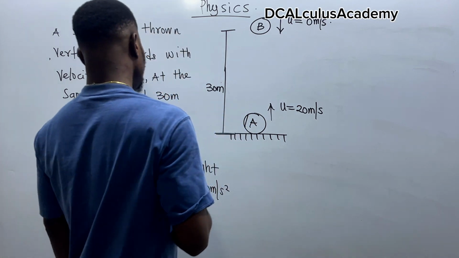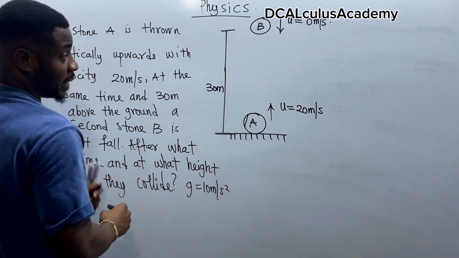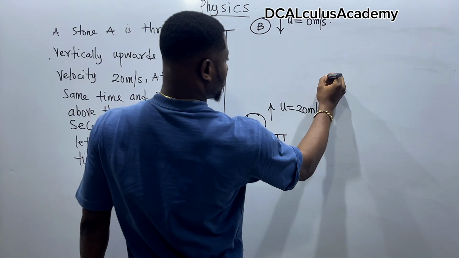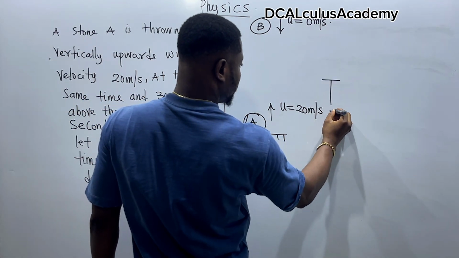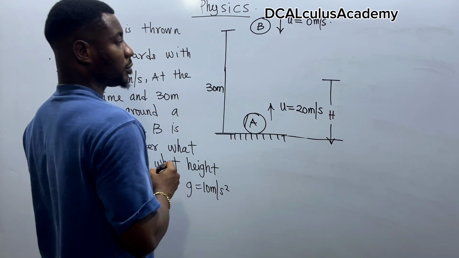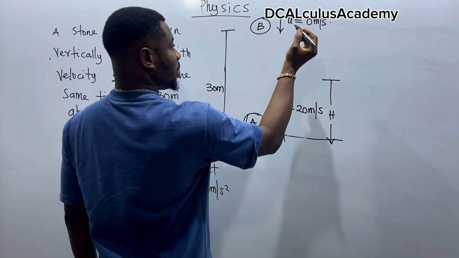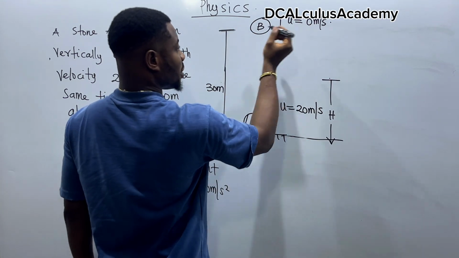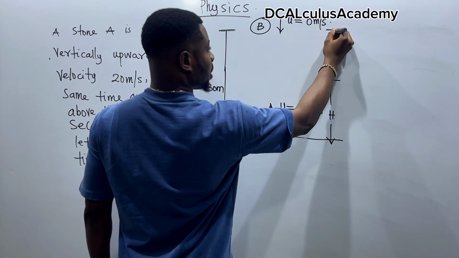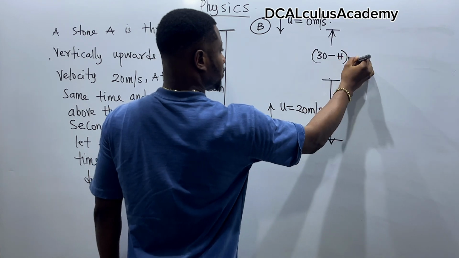Now the question says, after what time and at what height do they collide? So I would say let the height of collision be h. This is the height of collision. If it is colliding at this point, and from here to here is h, then the remaining distance from here to this point should be 30 subtract h.